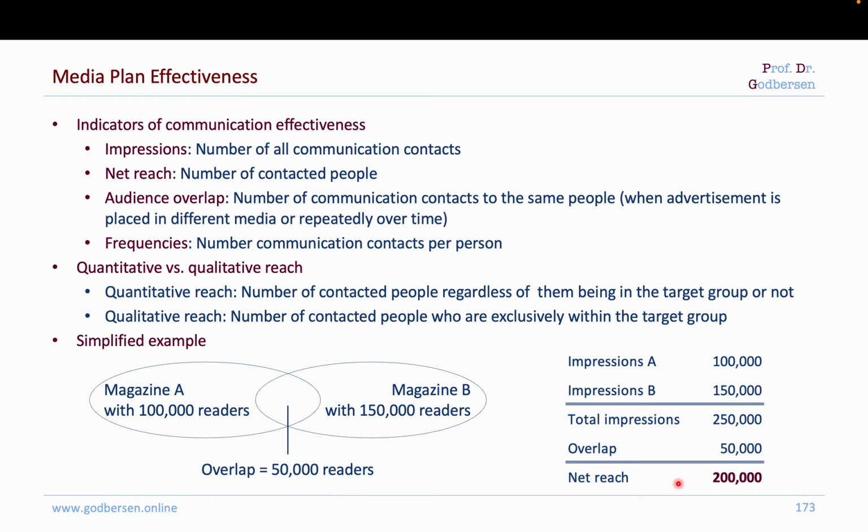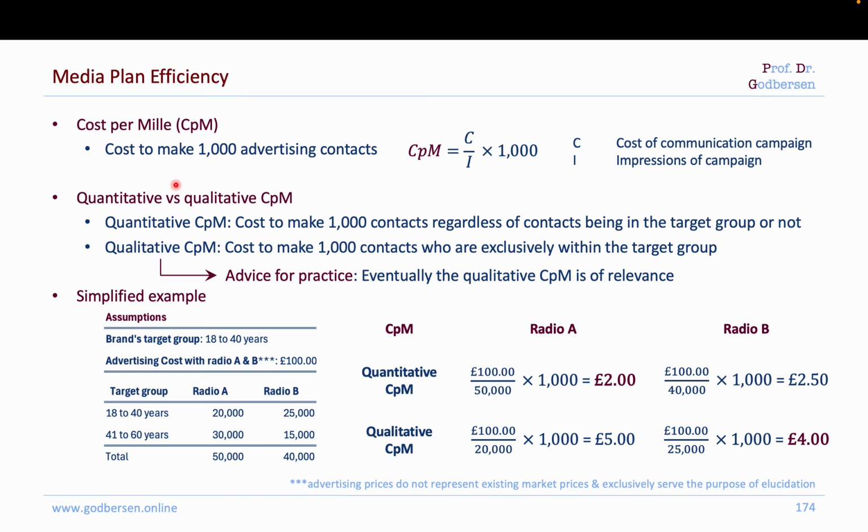Let's go to efficiency. The key indicator and criterion for efficiency is cost per mil. Cost per mil is the cost that we have to make 1,000 advertising contacts. It is calculated: cost per mil equals the cost of an advertisement divided by the impressions times 1,000. And then we have the price or the cost for 1,000 contacts through an advertisement in a medium.